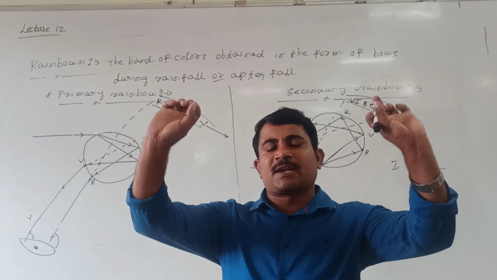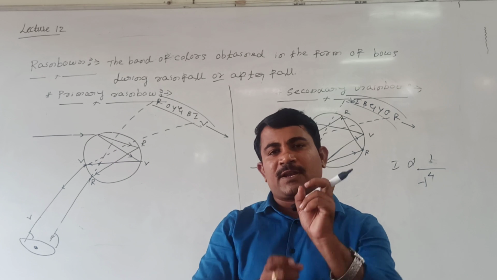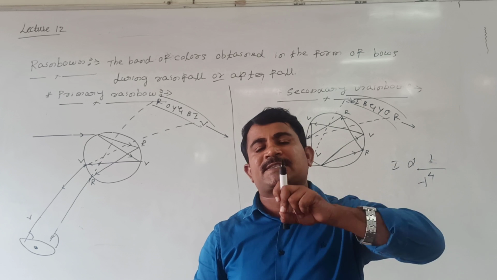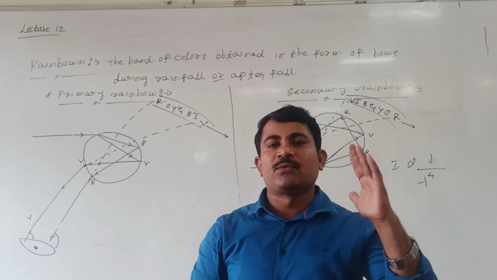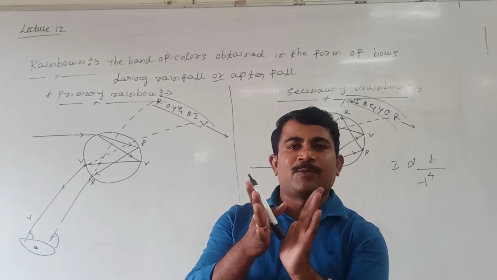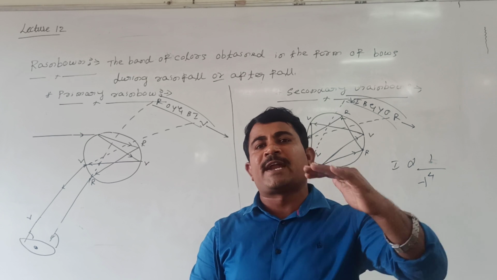See here, light can scatter only under one condition. When the atmosphere contains many gas molecules, if the size of the molecule is very small compared to the wavelength of the light used, then only light can scatter.